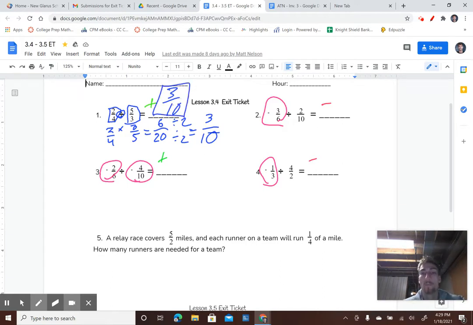Now we can look at the next problem. We're going to keep, change, flip, KCF. So it's going to stay -3/6.